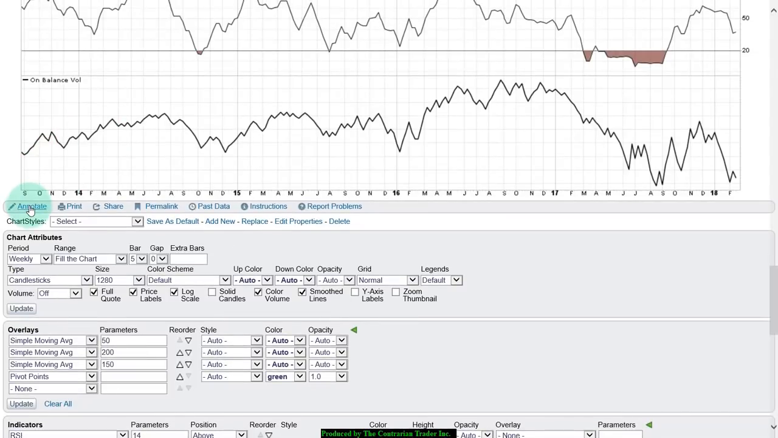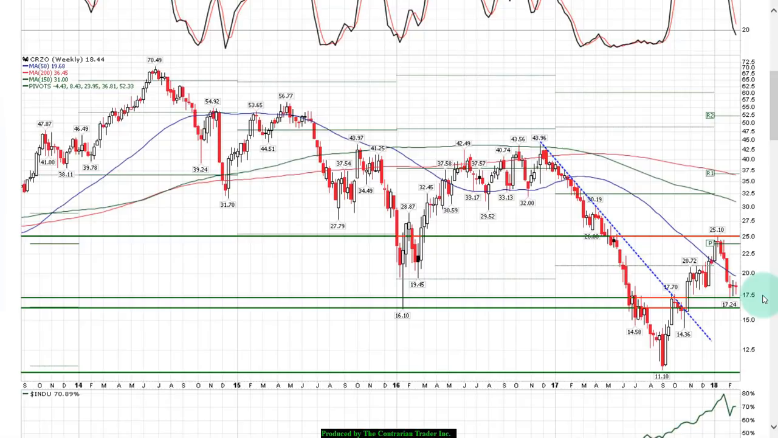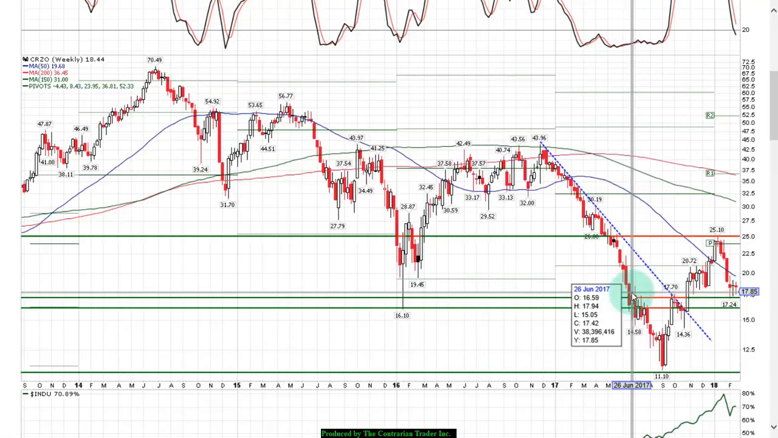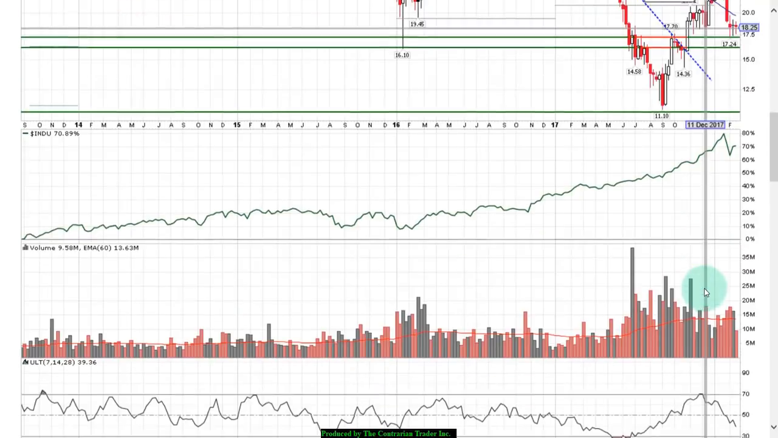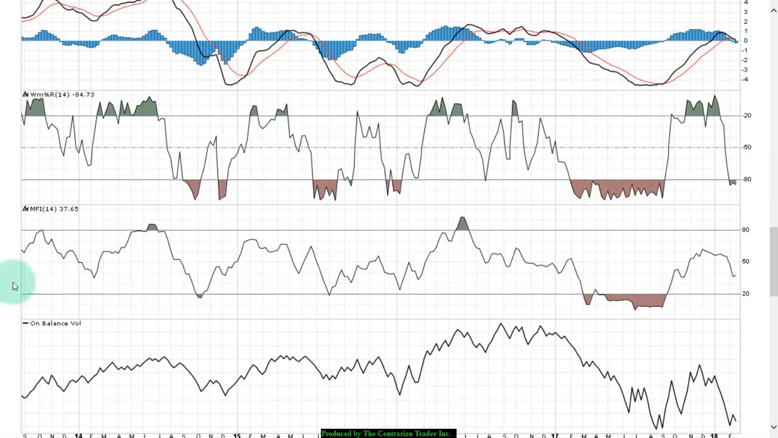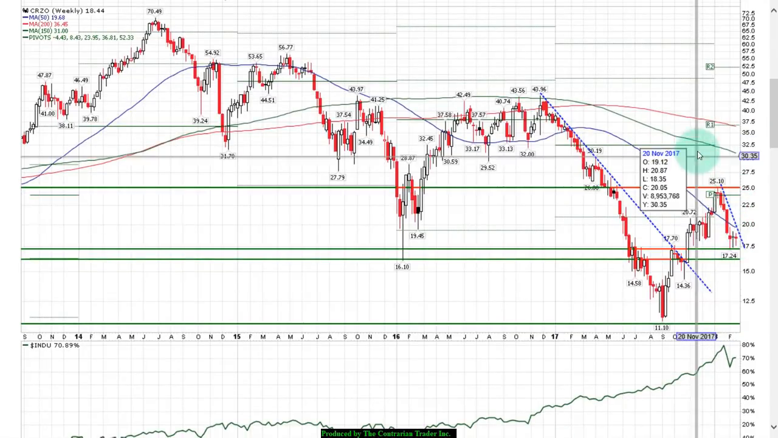Let's update this once again. Okay, I wanted to add this support level here because it's been rock-solid support for the past 3 weeks, and prior to that, it acted as resistance for several weeks. So I like this support level. What I'd be looking for, I'll be right back, I have to add another line here. All right, so what I added here was a rather crude resistance level.